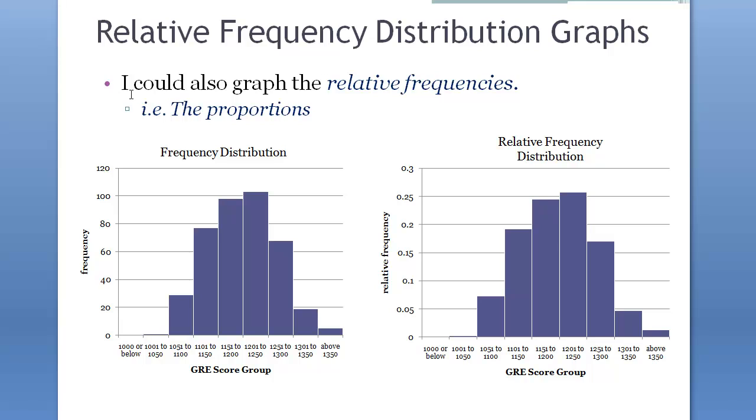Okay, I could also graph the relative frequencies, that is, the proportions. This one is using the actual numbers of people falling into the category group: 1, 29, all these. And this is using the proportion, and it shows the same shape, of course.